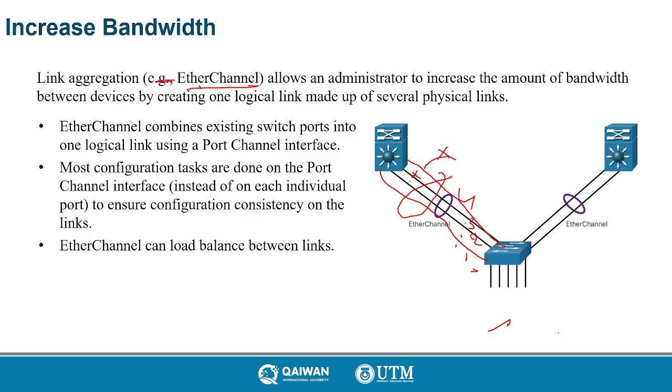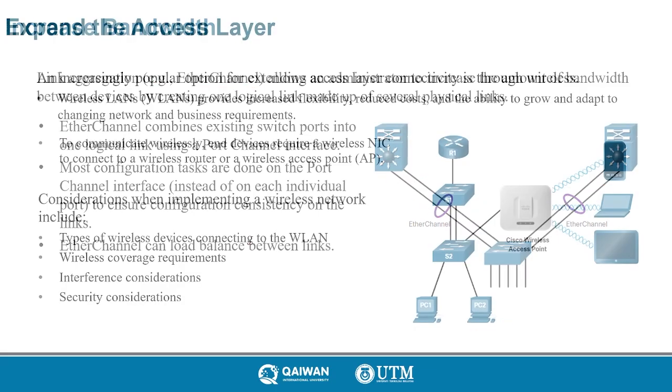These points are explaining what I just explained for you. So it says EtherChannel combines existing switch ports into one logical link. So we will have two links, and if these are the physical ones, logically we will make it one link. Most configuration tasks are done on the port channel interface instead of individual ports to ensure configuration consistency on the links, and it is good for load balancing between the links and so on.